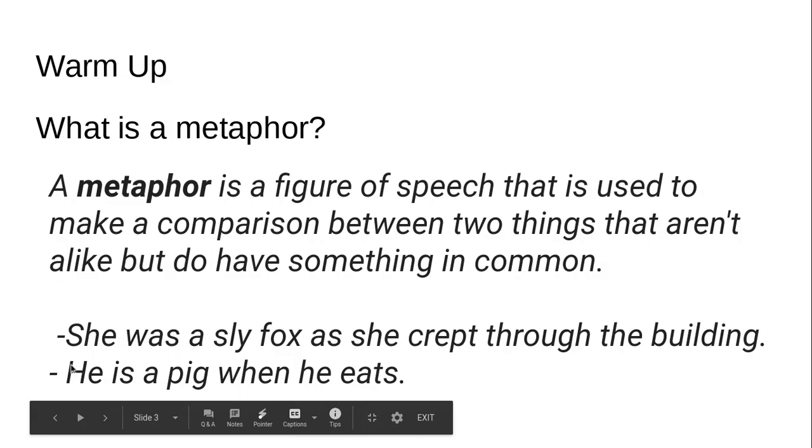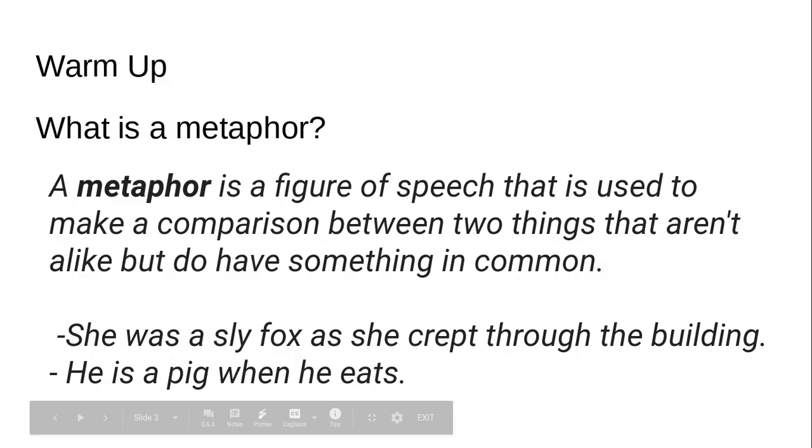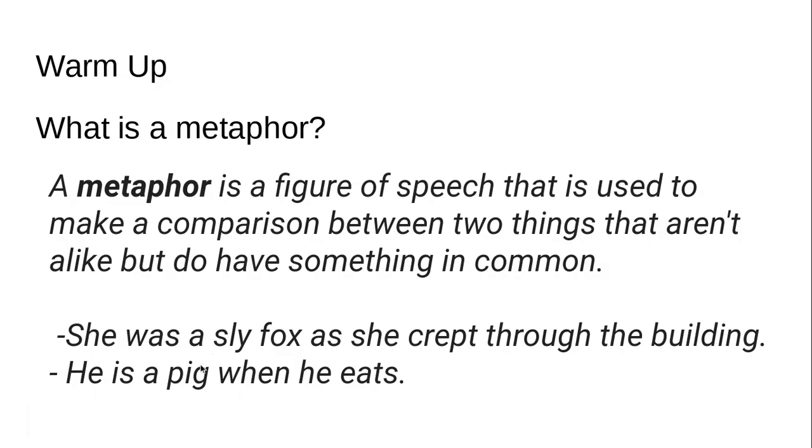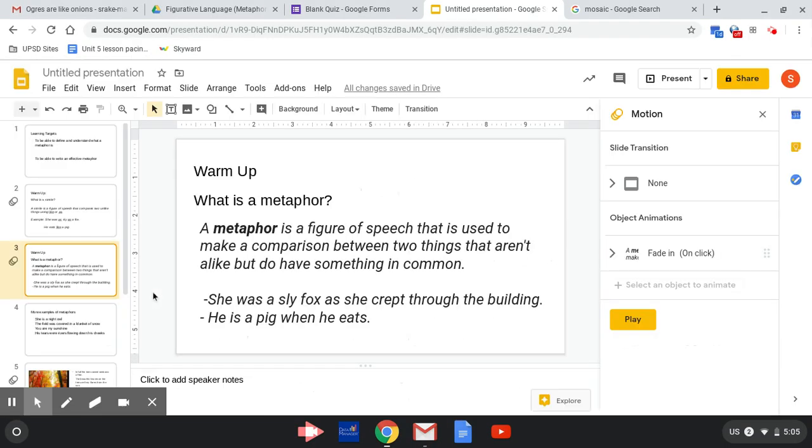Okay. Our second example. He is a pig when he eats. What two things are being compared? He, again, is being compared to a pig, but this time we're not saying that he's like a pig when he eats. We're just saying he's a pig when he eats. Is he actually a pig? No. But it creates a vivid image in our reader's mind to say that he is a pig.